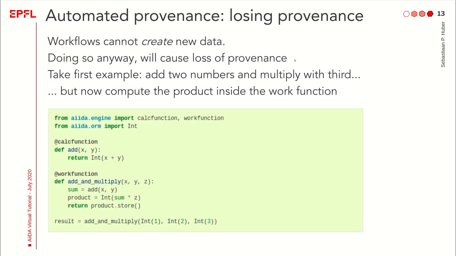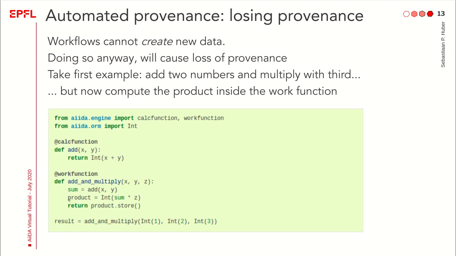AiiDA provides you the tools to store the provenance of the calculations that you run. However, there are ways of losing provenance still. And this is basically the result of the fact that workflows cannot create new data. Doing so anyway will cause the loss of provenance. To show you what I mean with this, it can be a bit vague, let's go back to this first example where we're adding two numbers and multiplying with a third.